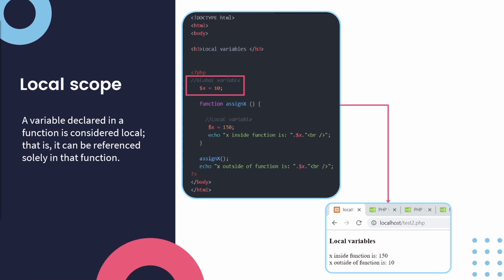If there is a global variable with the same name that exists outside of that function, then that is considered a completely different variable. Awesome. Now, I know that can be a mouthful, but when we do the practical demonstration, all of this is going to make sense because we'll code along together.